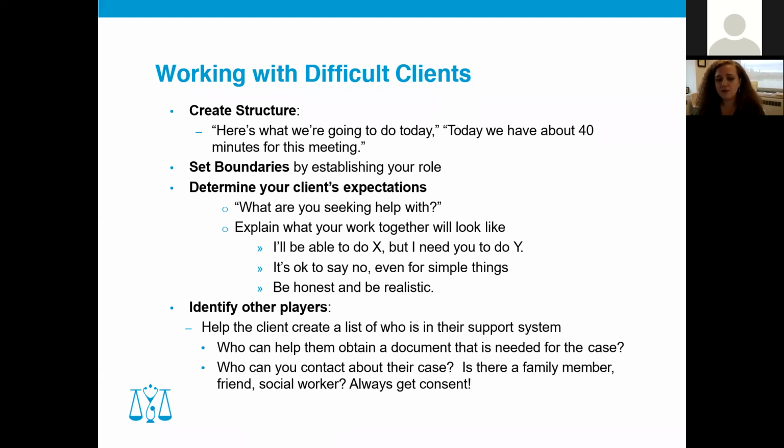And identify other players. A lot of times they do really need a support system, and someone who can help them obtain a document. A lot of times they can't be the person that goes to the doctor to ask for a letter because they are too sick or they don't feel comfortable. Can a social worker help? Can a family member help? It's been imperative for us, and we often work with social workers and family members in order to get things accomplished.